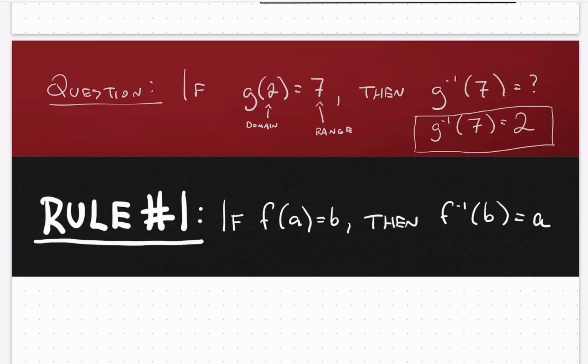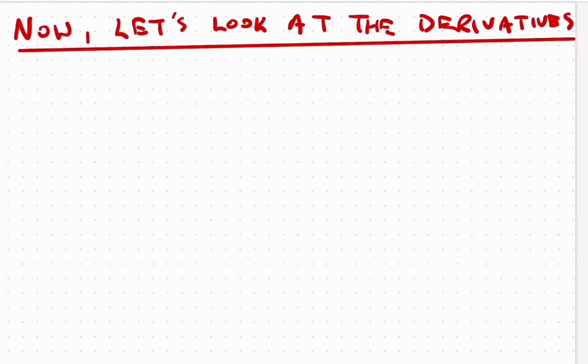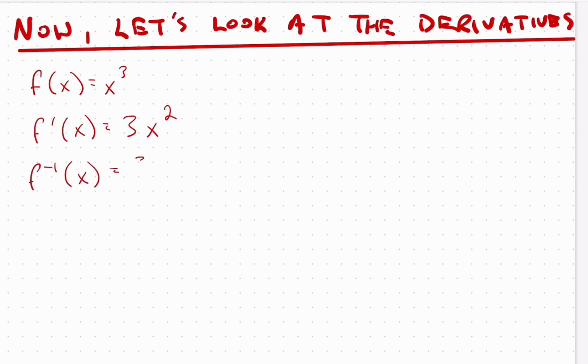That leads us to rule number 1 for whenever we're trying to find the derivative of the inverse of a function at a point. If f of a is equal to b, then f inverse of b is equal to a. Now let's see what happens when we take the derivative. Starting from f of x equals x cubed, the derivative of f of x would be 3x squared. And we showed earlier that the inverse of f was the cube root of x.